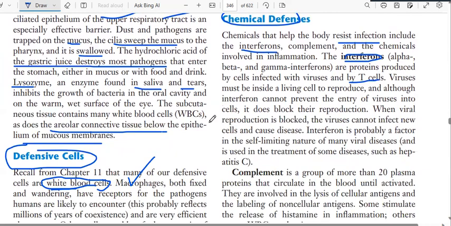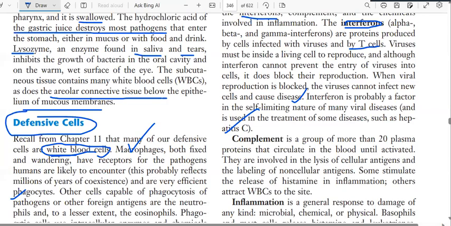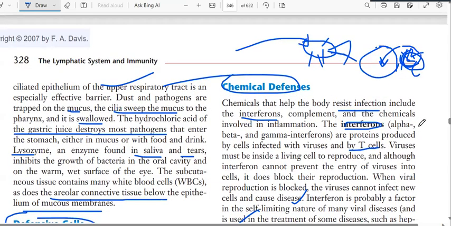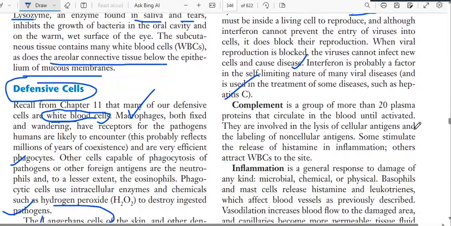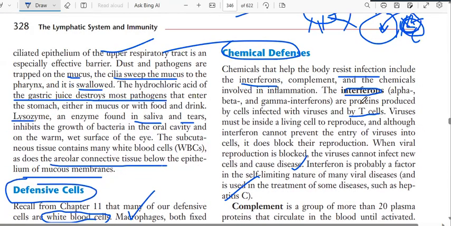So what will happen when viral reproduction is blocked? The virus cannot infect new cells and cause disease. Interferon is probably a factor in the self-limiting nature of many viral diseases and is used in the treatment of some diseases such as hepatitis C. So I gave the example of the liver here, like hepatitis C also. Basically the viral infection cannot enter other cells. It has to enter the cell, then only will it multiply and affect other cells. So this is the basic mechanism of work of any virus. Next, interferon is the basic protector.